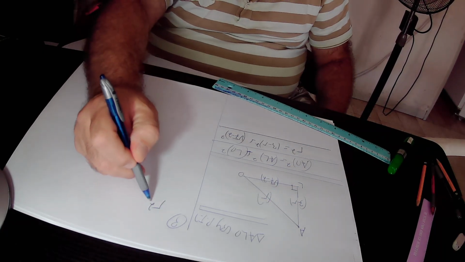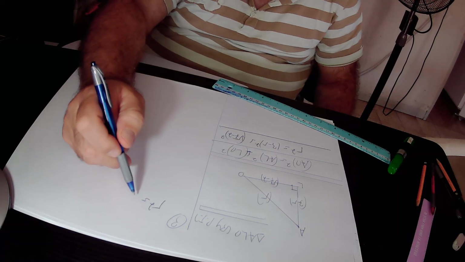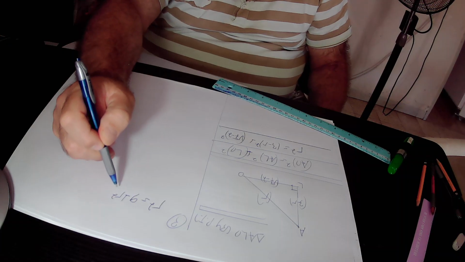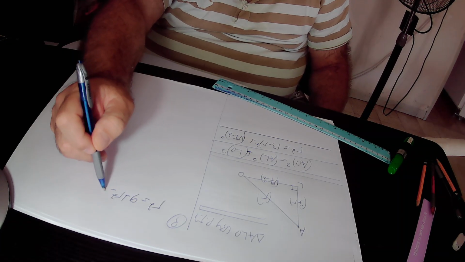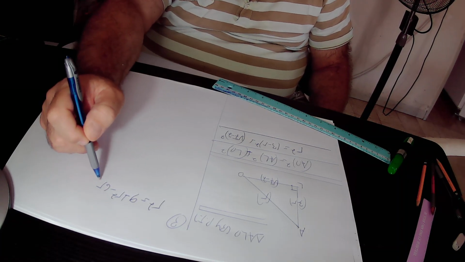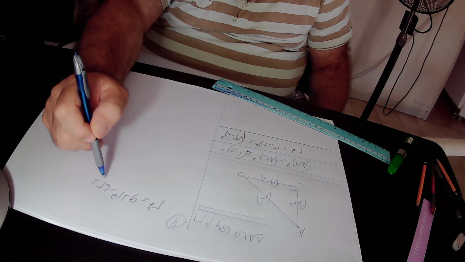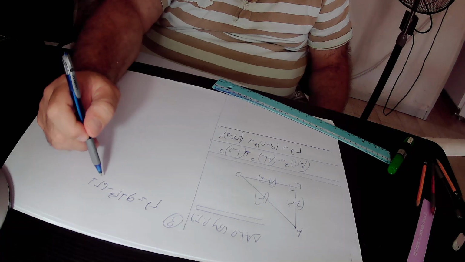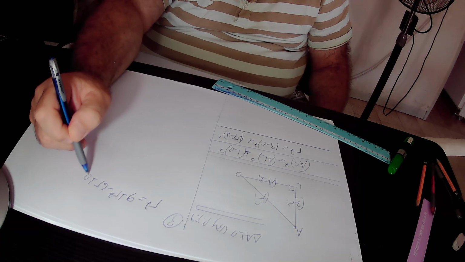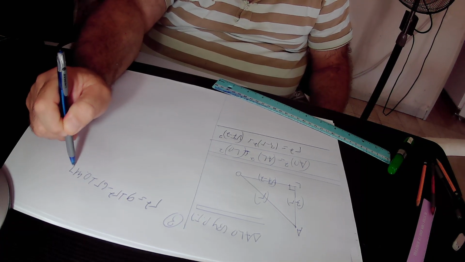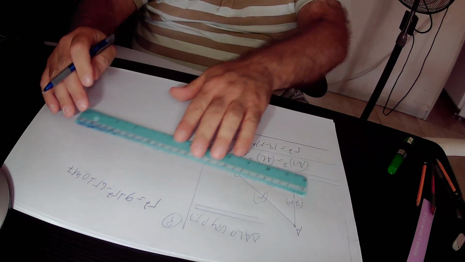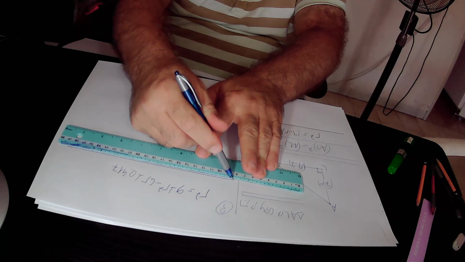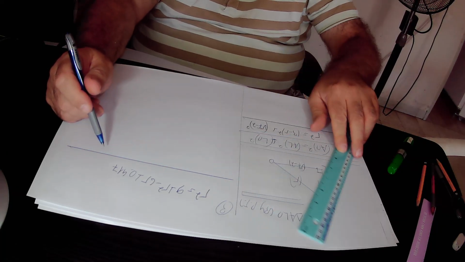So R squared equals (3 minus R) squared, which is 3 squared, that is 9, plus R squared, minus 2 times 3 times R, that is minus 6R, plus (square root of 7 minus 2) squared. (Square root of 7 minus 2) squared is equal, in total, to 0.417. So in total R squared equals 9 plus R squared minus 6R plus 0.417.